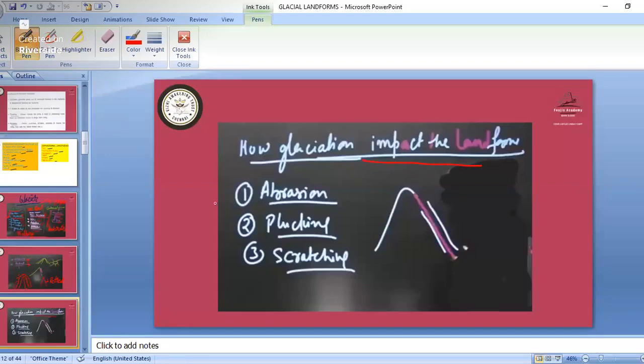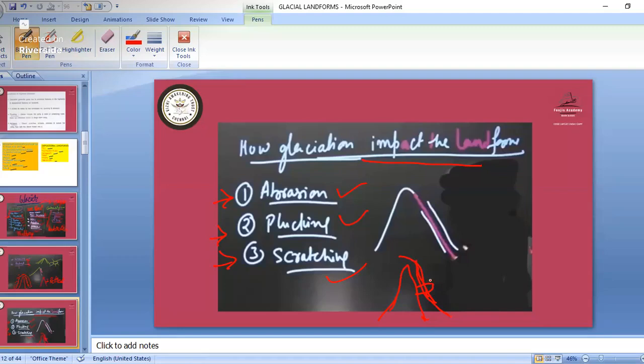In that, we have three processes acting, because of which we have the formation of landforms: abrasion, plucking, and scratching. Abrasion, what we studied: what will happen in the abrasion part? The parts will be moving away. Here, some materials will be there, so it will erode away all these materials and bring them down. So there we have the abrasion process.